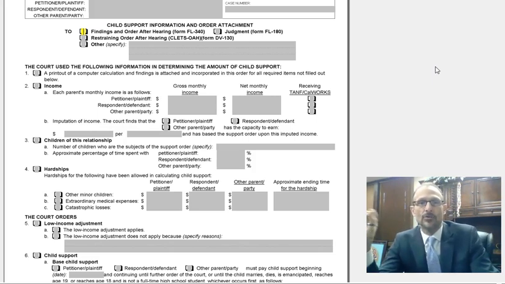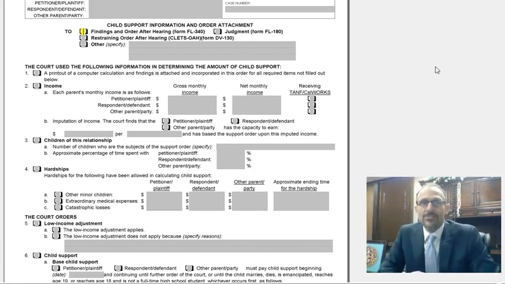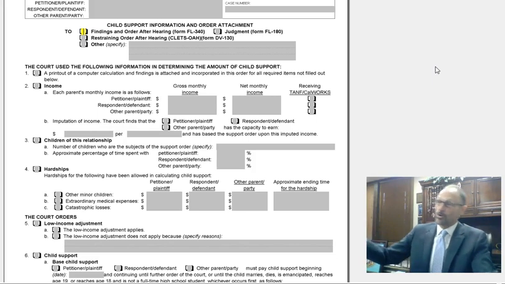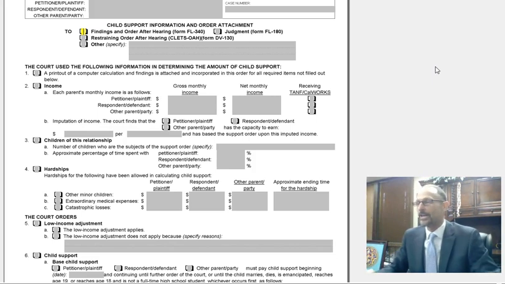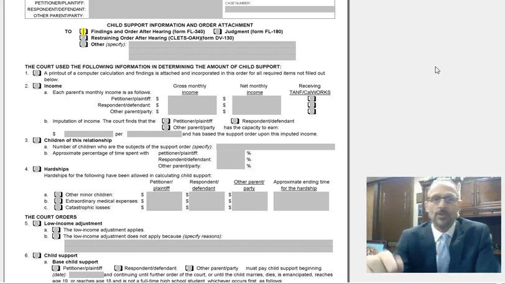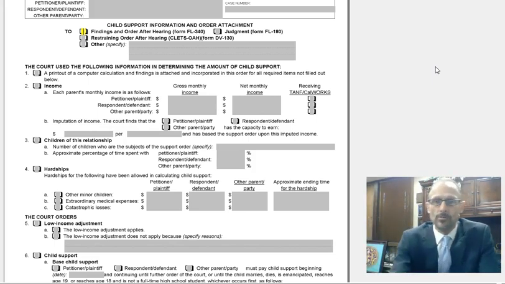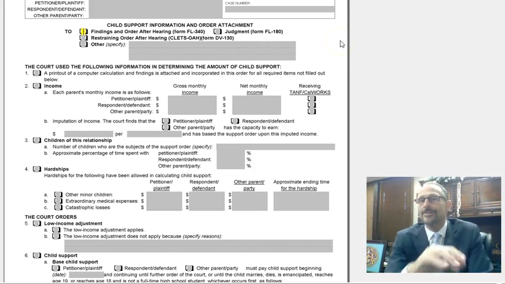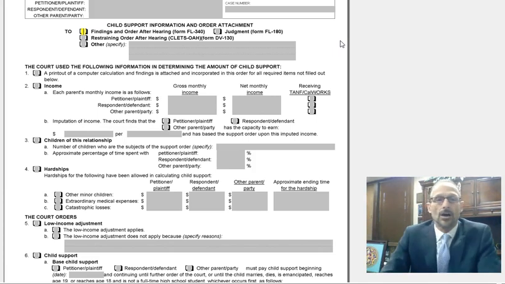It says, court used the following information to determine the amount of child support. So either you agreed on some numbers, or the court used, or you have used a DissoMaster or an ex-spouse child support calculator to figure out how much child support is needed, or is actually the guideline amount. That's the key word you want to remember, because it's mandatory for the court to charge the guideline amount.